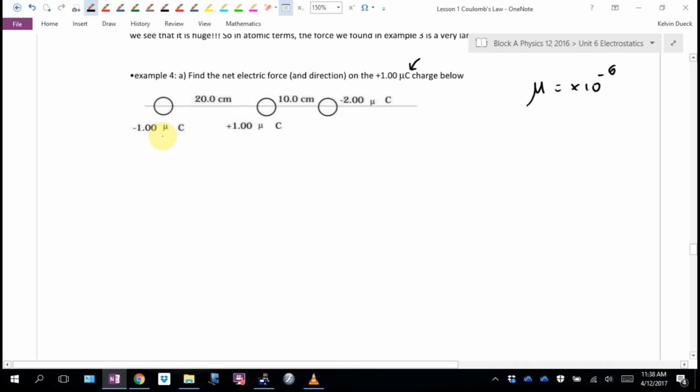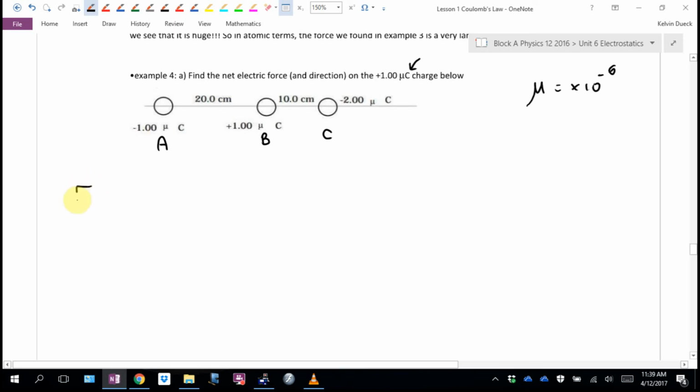Let's call this charge A, charge B, and charge C. Which charge do they want me to find the force on? Charge B. Here's how I'm going to do it. How many charges are there in this question, grand total? 3. There's no way to do 3 at once. Instead, we're going to do 2 at a time.